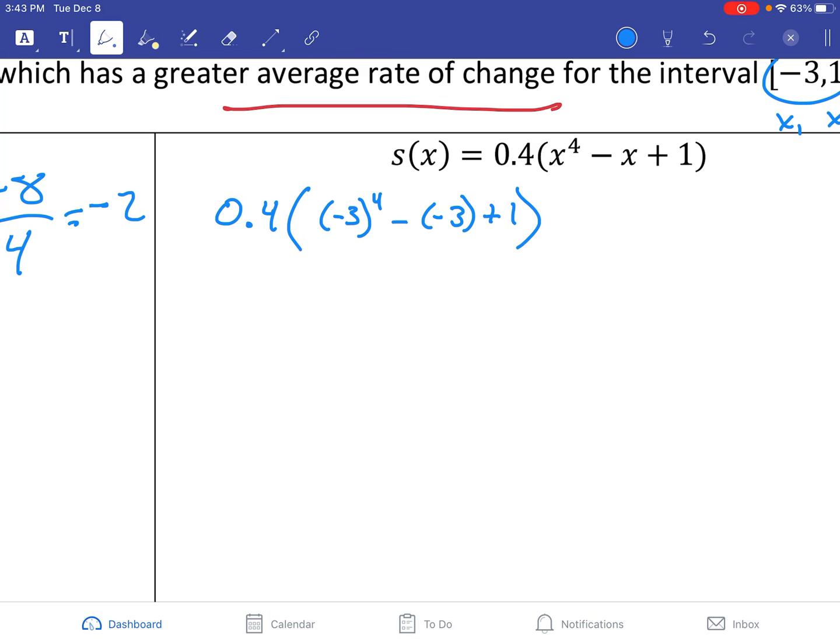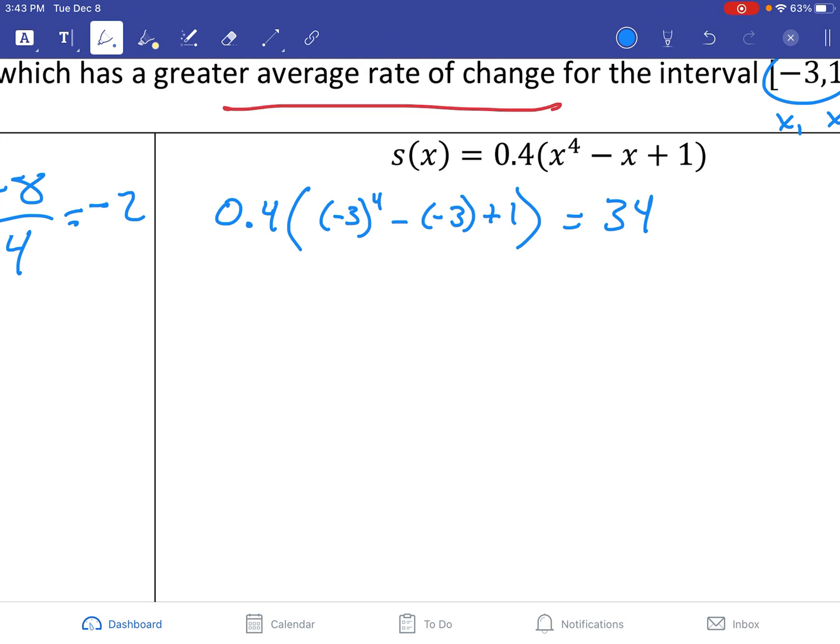So I have 0.4 times -3 to the 4th power minus -3 plus 1. So make sure I put that in correctly. I'm going to get 34.